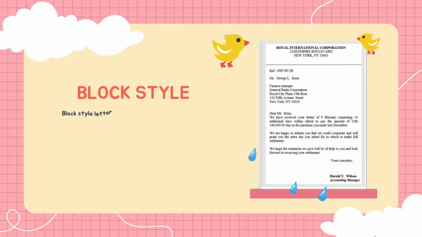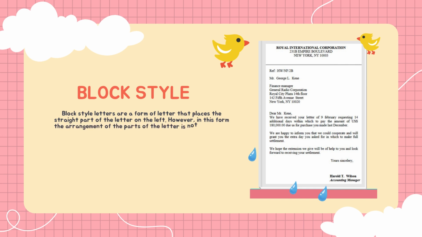Next is block style. The block style letter is a form of letter that places the straight part of the letter on the left. However, in this form, the arrangement of the parts of the letter is not completely straight. There are several parts of the letter placed on the right side, but most of them are on the left side.